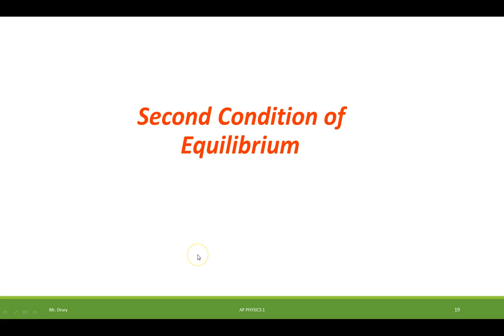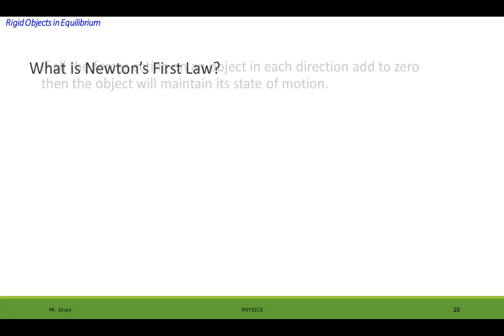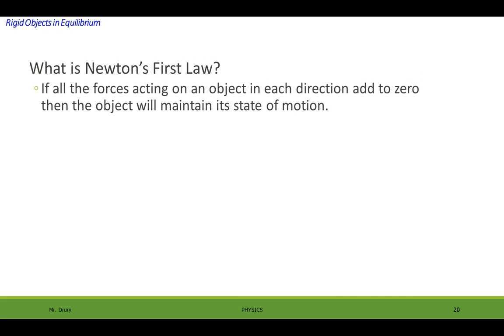Today we will be talking about the second condition for equilibrium. So let's remember what equilibrium is. What is Newton's first law? If all the forces acting on an object in each direction add to zero, then the object will maintain its state of motion.